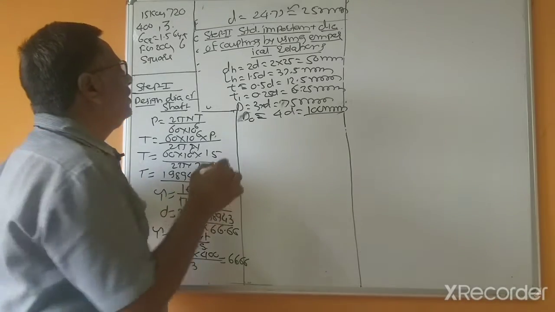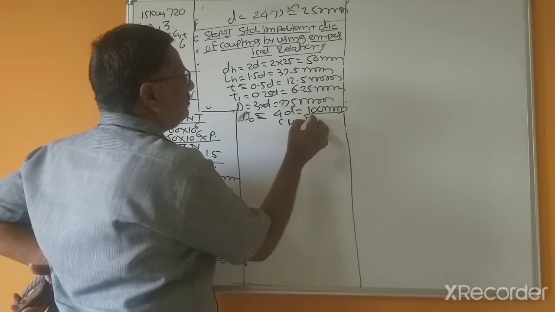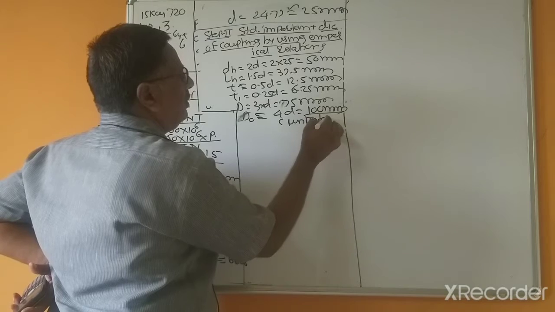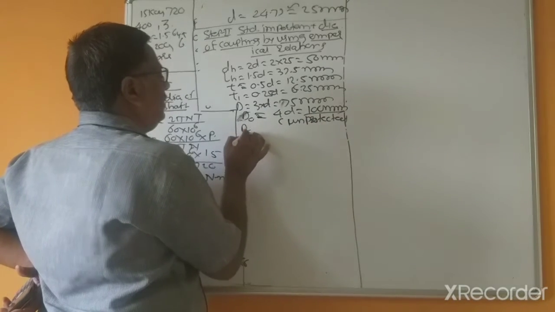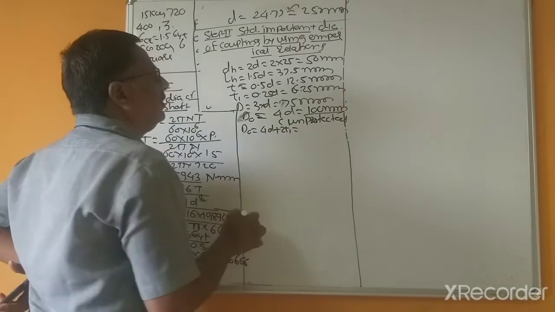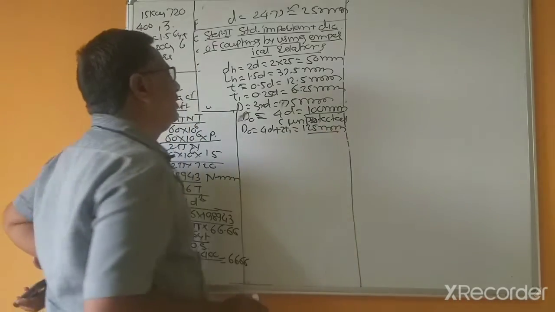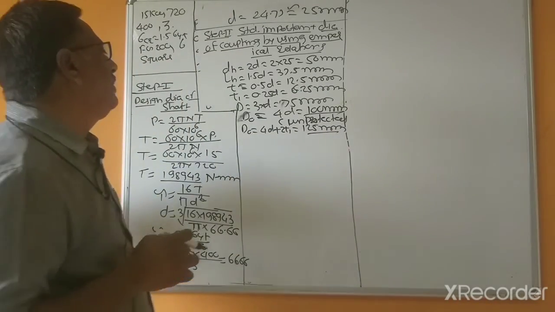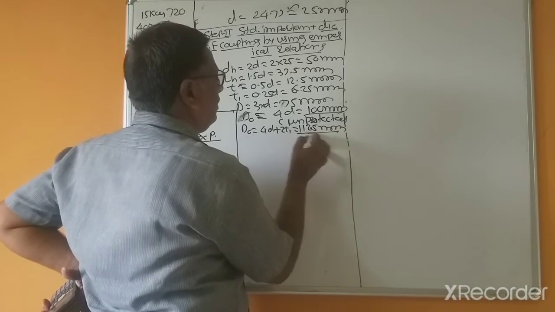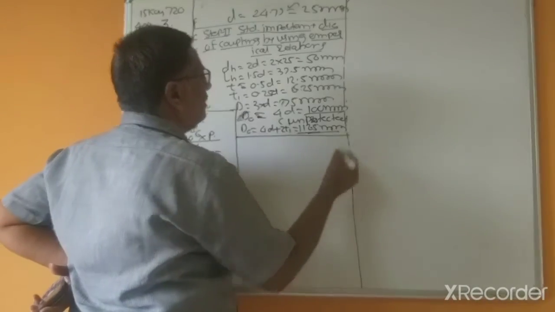Right? Or if this is protected, otherwise 4d plus 2 t1, and this is equal to 125 mm. Right? 2 t1, sorry, 2.5. So these are the important dimensions.